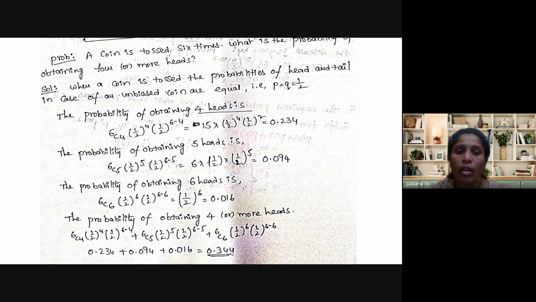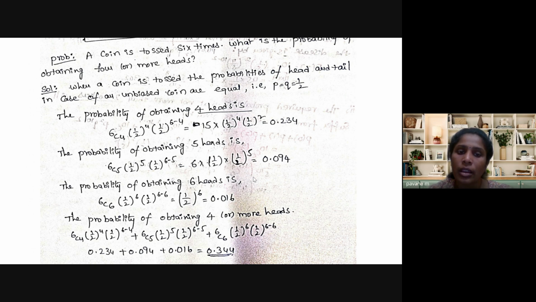First, the probability of obtaining 4 heads. So nCr into P power r into Q power n minus r. Here n is 6, r is 4, and P is half and Q is half. If you calculate that value, then you will get 0.234.